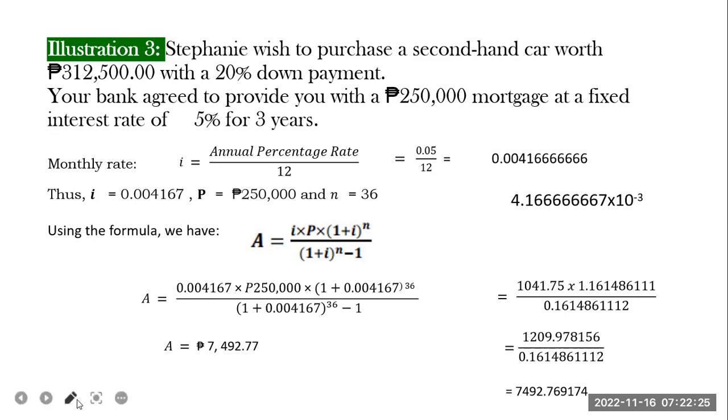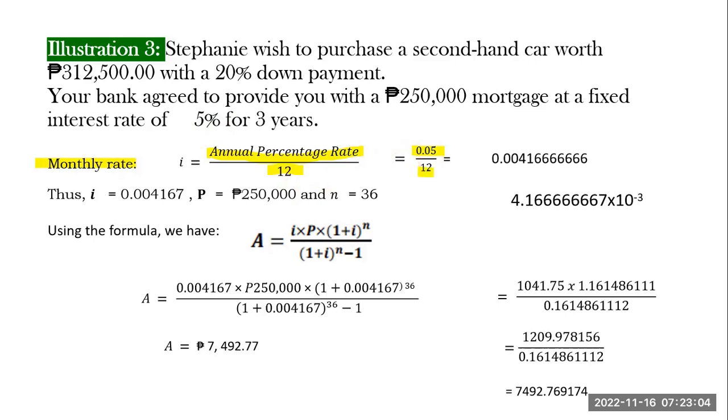So, to compute for the monthly rate, iba si monthly payment with the monthly rate. Okay, so that's the monthly rate, yung interest niya every month. I is equal to annual percentage rate divided by 12. And the annual percentage rate is 5%. And we divide by 12 kasi diba this is monthly rate, and we have 12 months in a year. So 5% divided by 12, or 5% in decimal is 0.05.